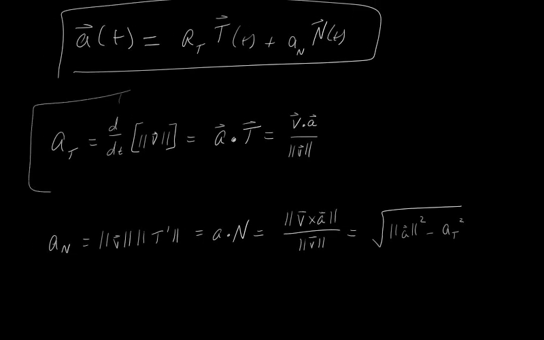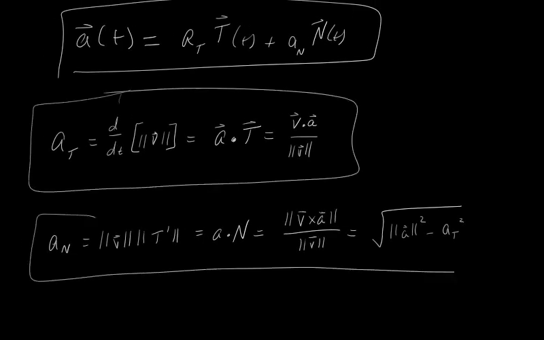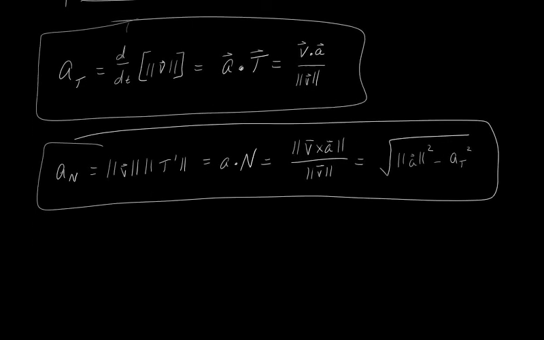Okay, so these are the formulas that we can use to find a_T and a_N, which are the components of the acceleration vector in the T direction and in the N direction. And one last thing here is that a_N, the normal component, is also known as, aka, the centripetal component of acceleration.